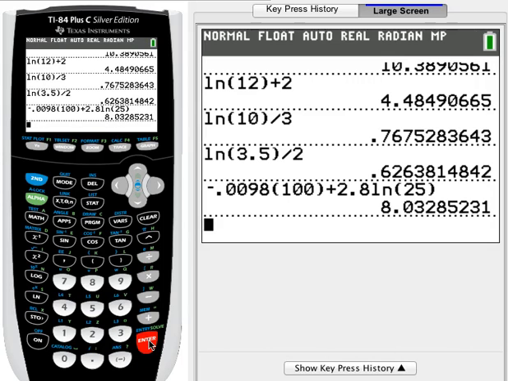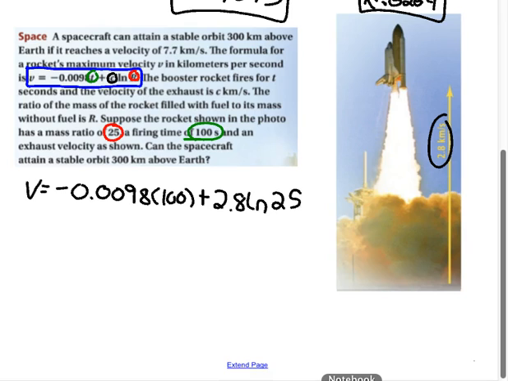And it has a velocity of 8.03. And it says if it can reach 7.7 kilometers per second, it can reach a stable orbit. So this is over the 7.7. So yes, this will be able to achieve a stable orbit. And again, all you had to do in this instance was plug in the right values.